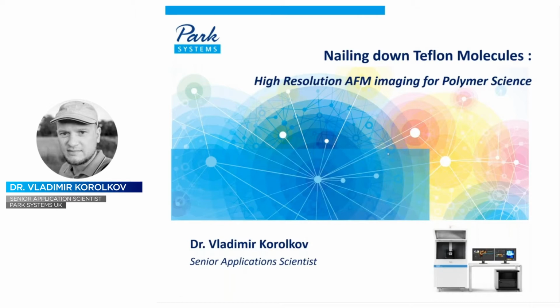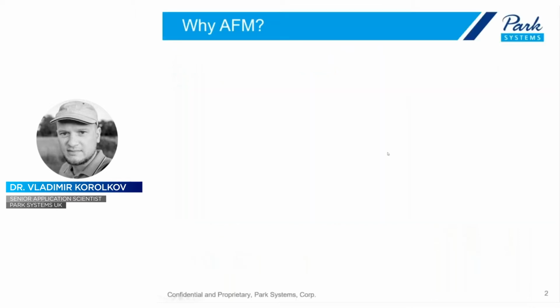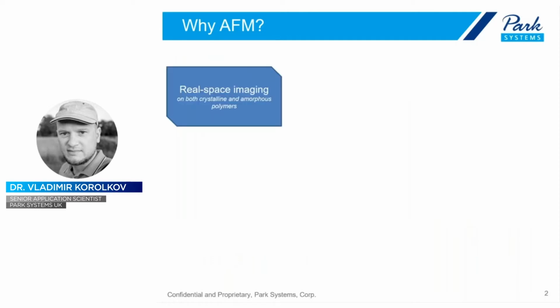So the main question is, why do we need AFM? Why do we need another technique to look at the polymers? And there's a number of very good reasons why. First, atomic force microscopy or any scanning probe microscopy in general is the only technique that provides you with real space imaging, meaning that you can observe individual molecules on both crystalline and amorphous polymers or regions of polymers.